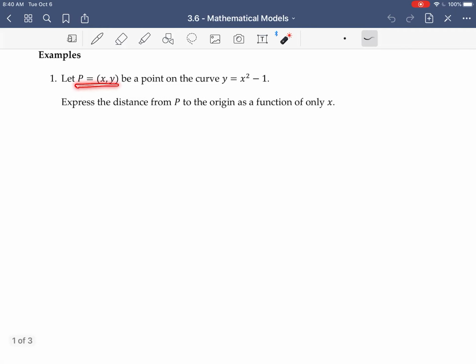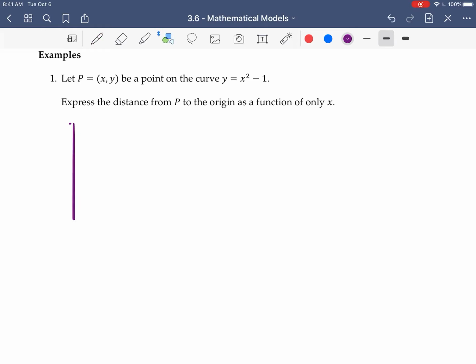If P is any point x, y on the curve y equals x squared minus 1, we want the distance from P to the origin. And we want to express it as a function of only x. So I want the distance in terms of x. Sometimes it helps to create a picture. So what does this look like?